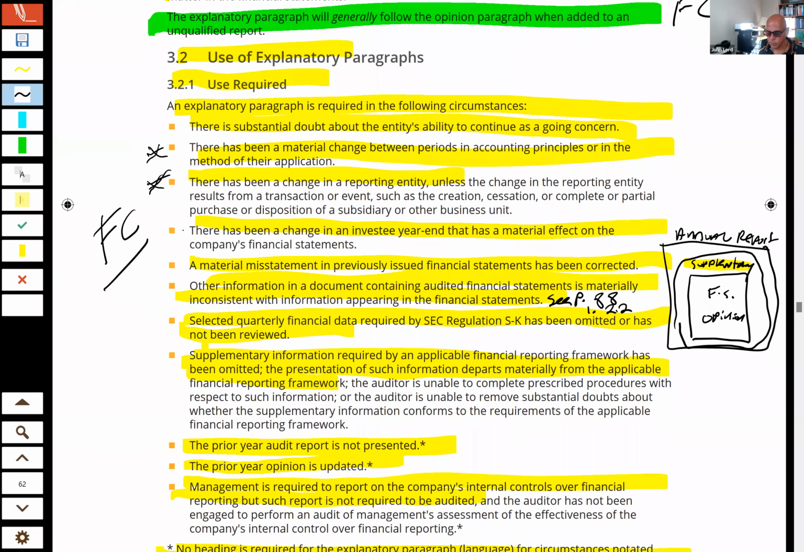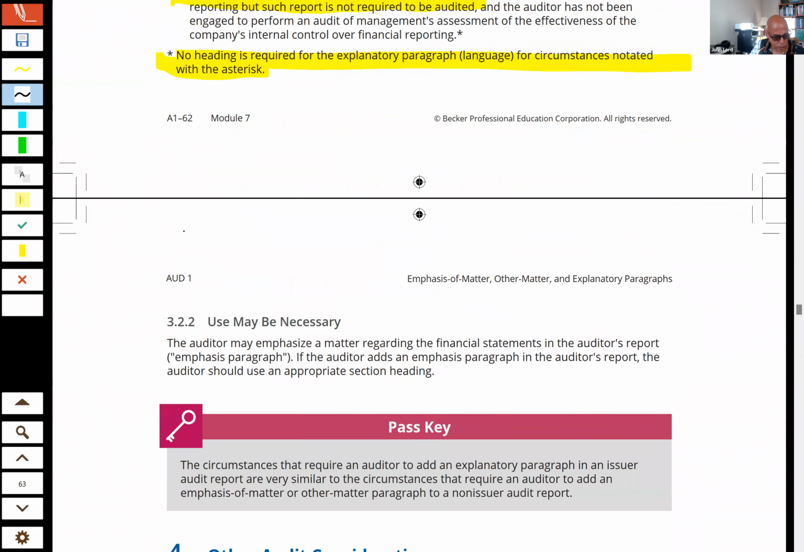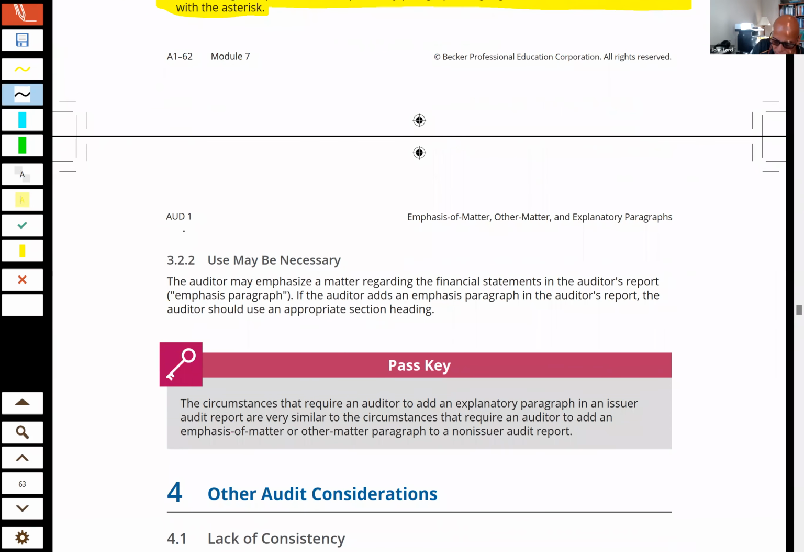Okay, question? Okay, good. Then use may be necessary, at the auditor's discretion. Okay, again.